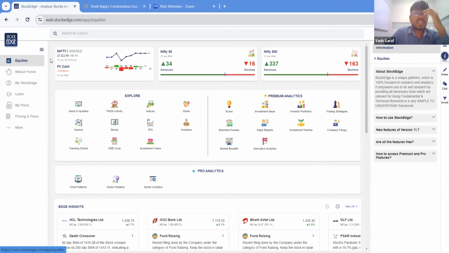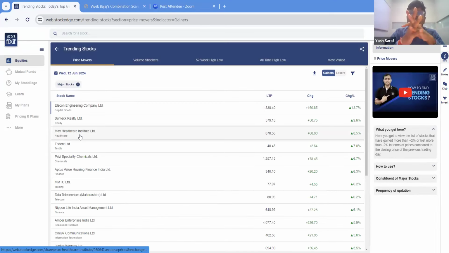Now the last section is trending stocks. So what is trending stocks? Let me tell you, trending stocks is the go-to section for all investors and traders out there during the market hours. Why trending stocks?